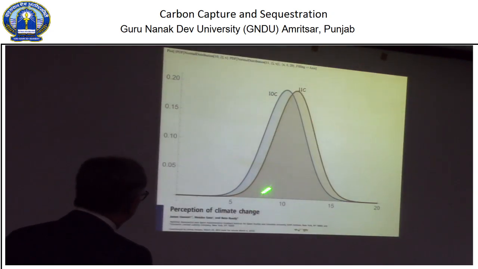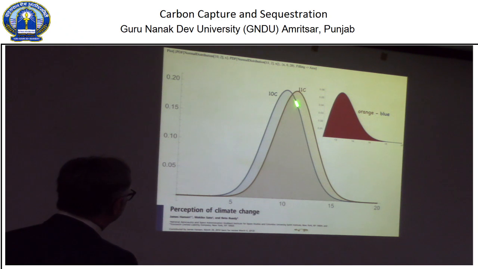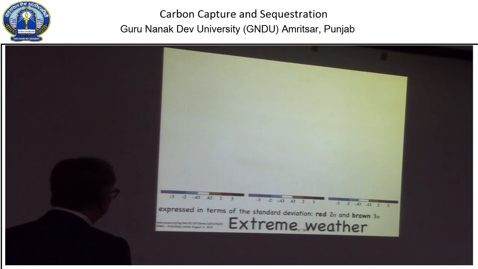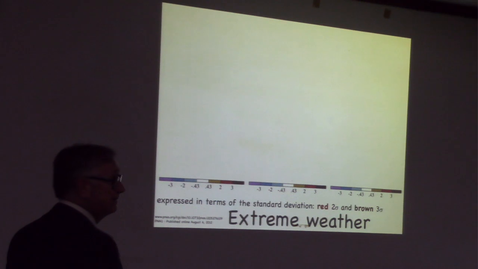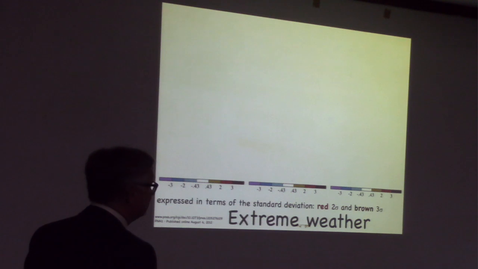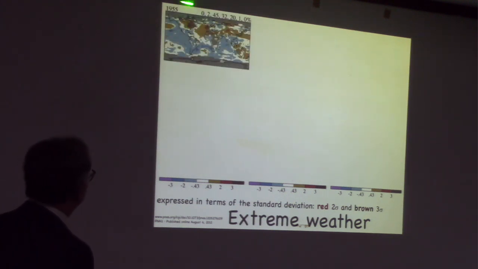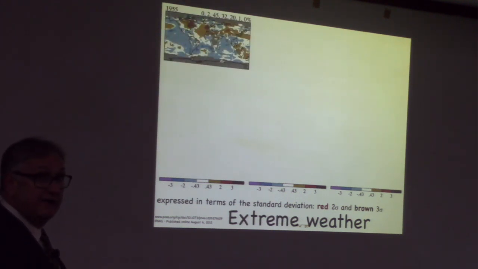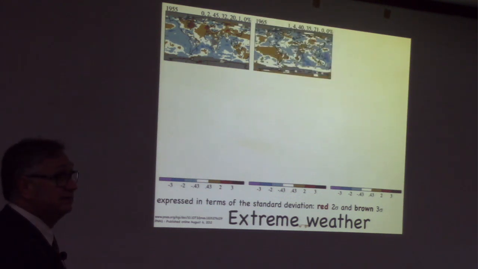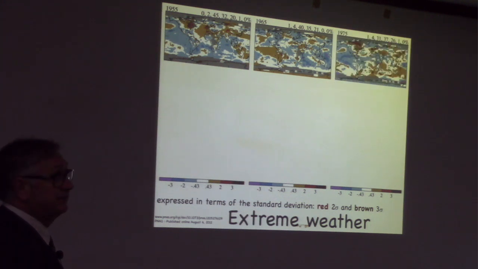So, as I mentioned before, a very small change in the average has a very large effect on the tails. So here, for example, is the difference between these two curves, which shows a very large peak here. So here's their plot. These are extreme weather events. So red is 2 sigma and brown is 3 sigma hot. Purple and dark blue are 3 and 2 sigma cold. So here's the world in 1955. And remember, the average for this is 55 to 81. Here's the world in 1965. Here's the world in 1975.